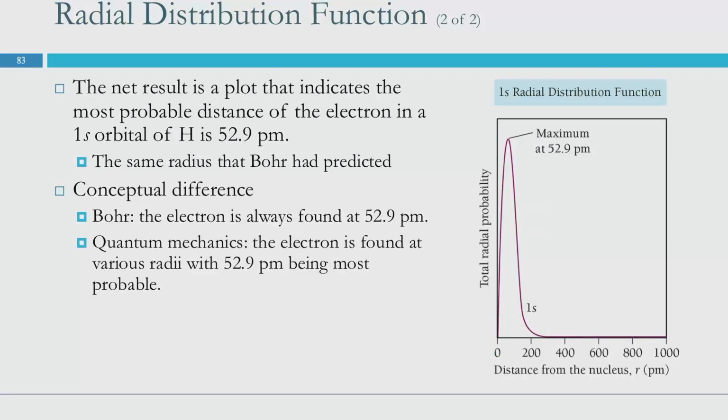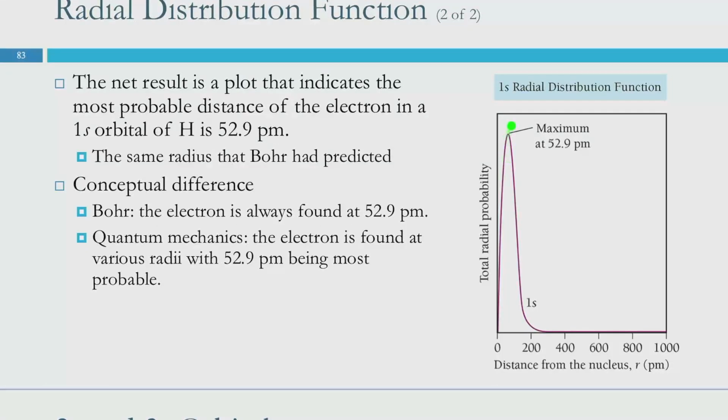We know that our nucleus is not where the electron is, because the world would explode, or something else really bad would happen. It's more likely that it's found at 52.9 picometers, a very small distance, which is the same radius that Bohr had predicted, and then that likelihood decreases the further away you get. So for our 1s orbital, our first orbital, a spherical shape, it's got the highest probability at a distance, and then it decreases as you get further away from that.